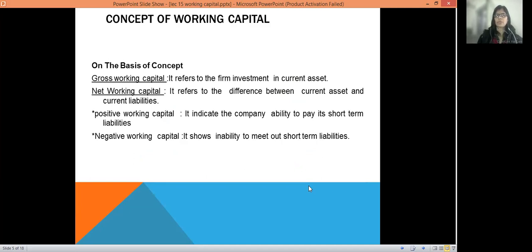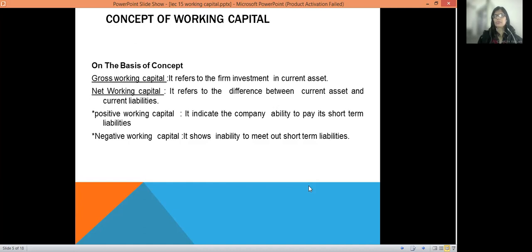As I already told you, on the basis of concept, gross working capital refers to the fund investment in current asset. Means it defines how much investment a firm is having in the form of current asset, just like stock, debtors, cash in hand and all that. And next is net working capital. It refers to the difference of what? Difference of current asset and current liability. That's why it is treated as net working capital.